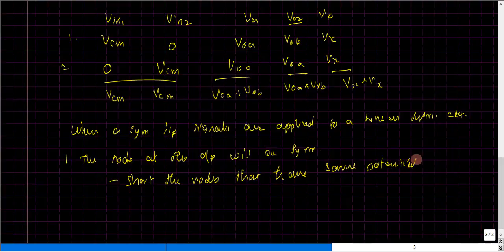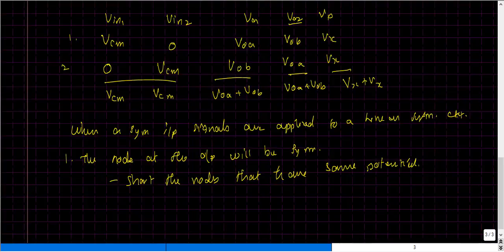Now let us see how to apply these concepts from linear systems to non-linear circuits that are yet symmetric. When the small signal inputs are very small, we can assume the circuit to be linear around the Q point.